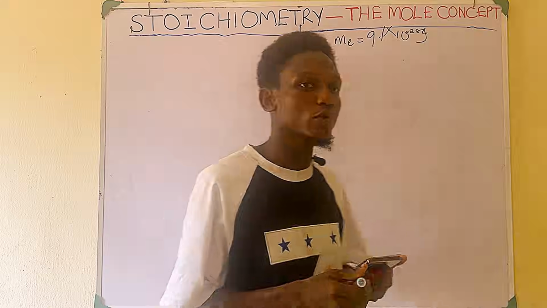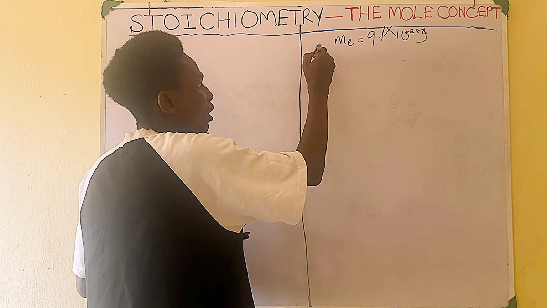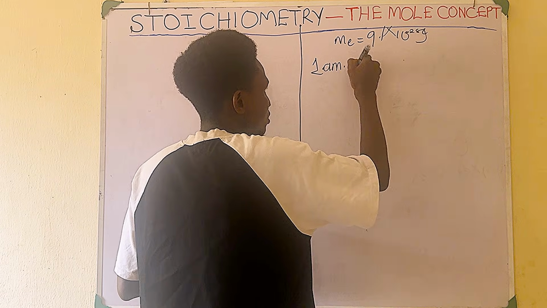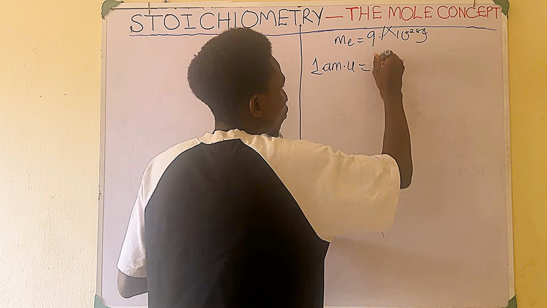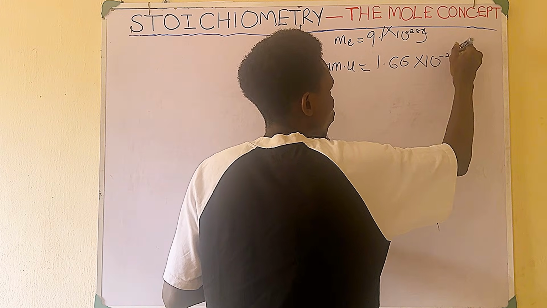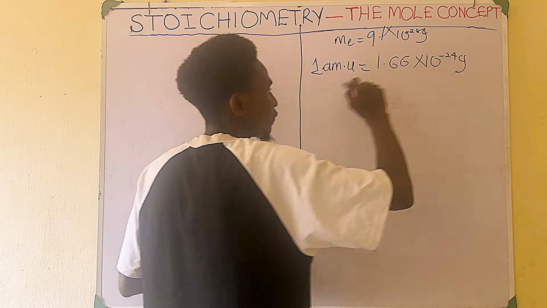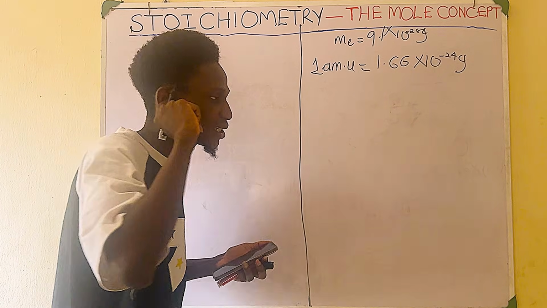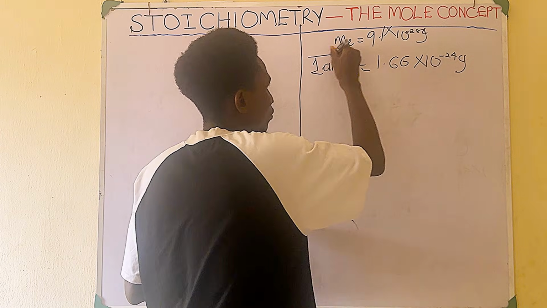First thing you need to take note of is that one atomic mass unit equals 1.66 times 10 raised to the power minus 24 gram. That's the first thing to take note of for this question, because if you see this kind of question in your exam and you don't know this, you have failed the question.